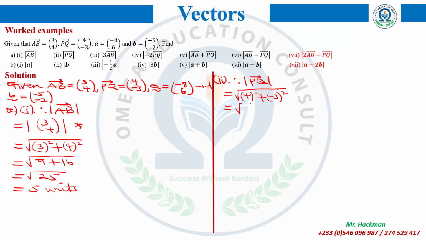So that will give us root of 4 squared, we know is 16, plus negative 3 squared. If you ignore the bracket, then the answer would have given us negative. This one means minus 3 times minus 3, and that will give us what? Plus 9. So we are going to get root of what? 25. Which will give us what? 5 units. Don't forget your units. So that will be it for part (i).